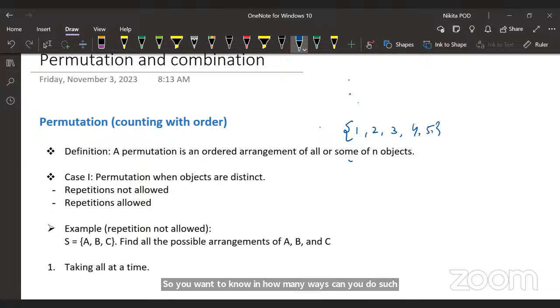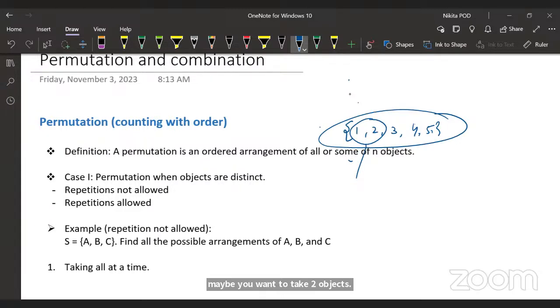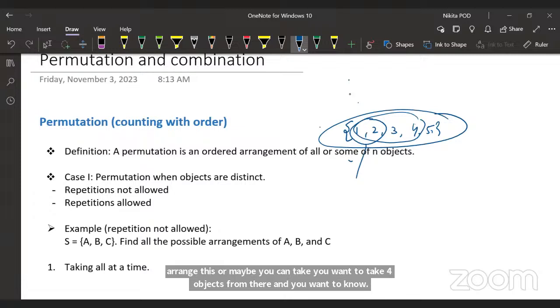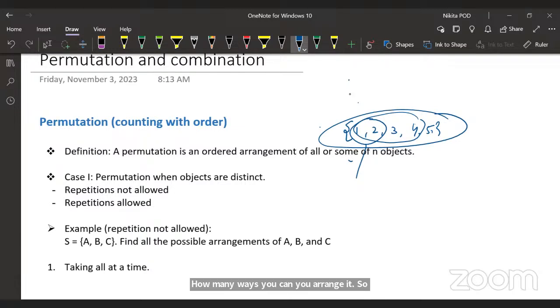So you want to know in how many ways you can do such arrangements. Whenever you have to find numbers like that, you're dealing with permutation. The question can be asked like you want to arrange all the objects, or maybe take two objects from there and know how many ways you can arrange them, or take 4 objects and know how many ways you can arrange them. There are situations like this that may come. So you will look at two cases.